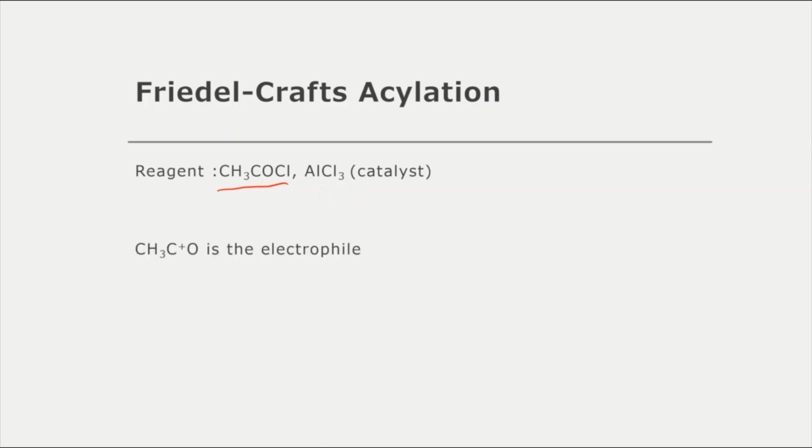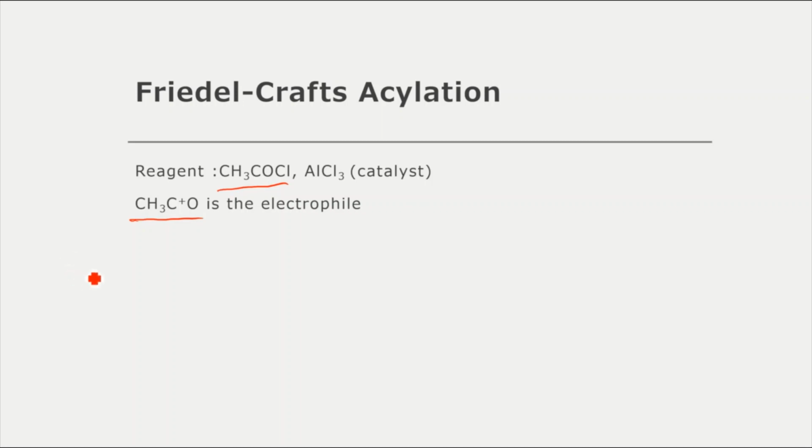Okay, so now looking at Friedel-Crafts acylation. In this case, my reagent would be an acyl chloride. So in this case, I've just got ethanoyl chloride, and my catalyst will be aluminium chloride. And my electrophile in this case is an acylium ion, so CH3C+O. So how do I get my electrophile in that case?